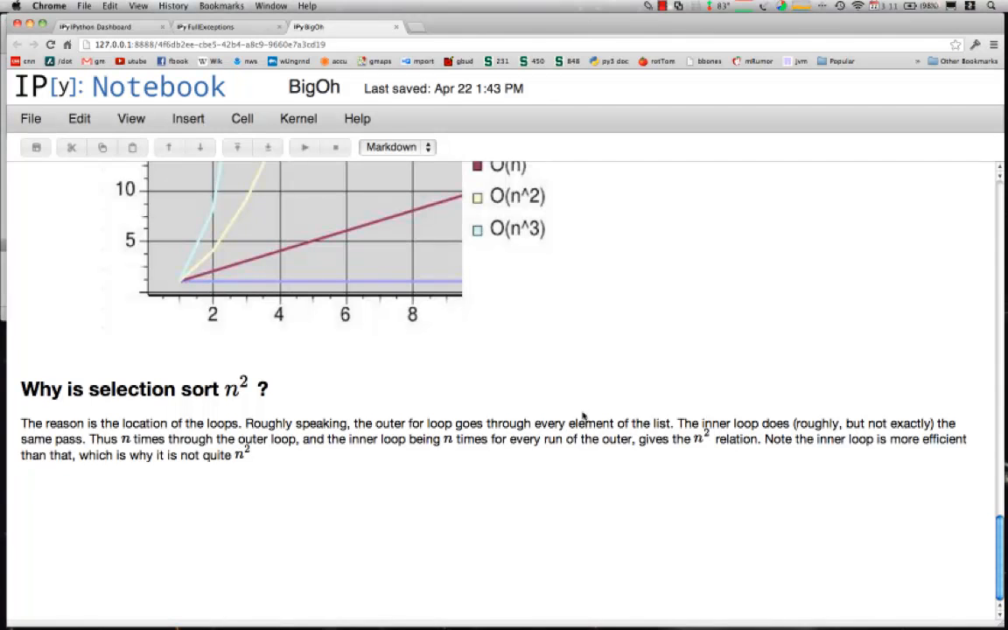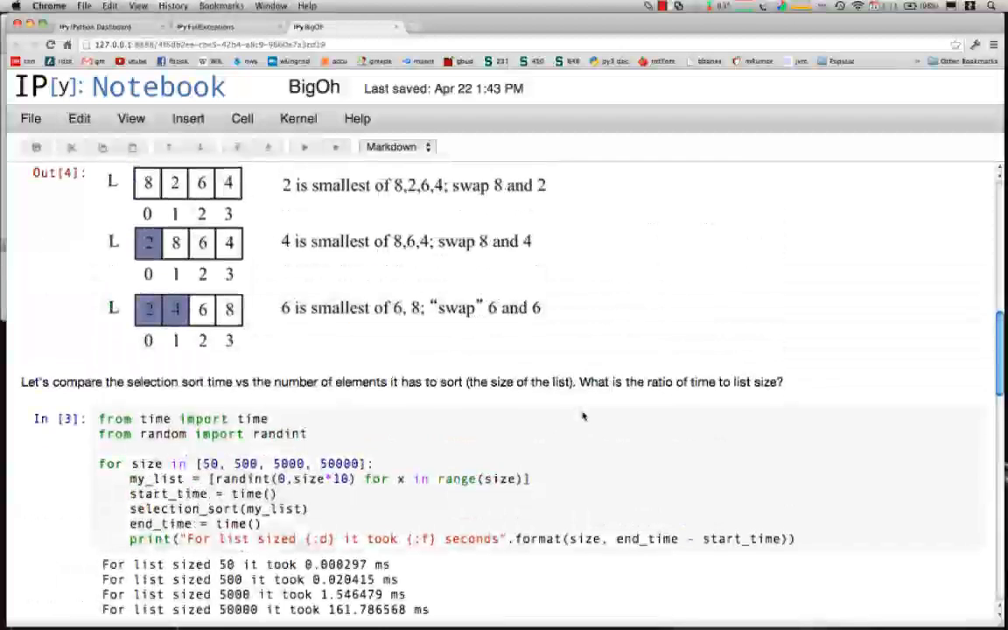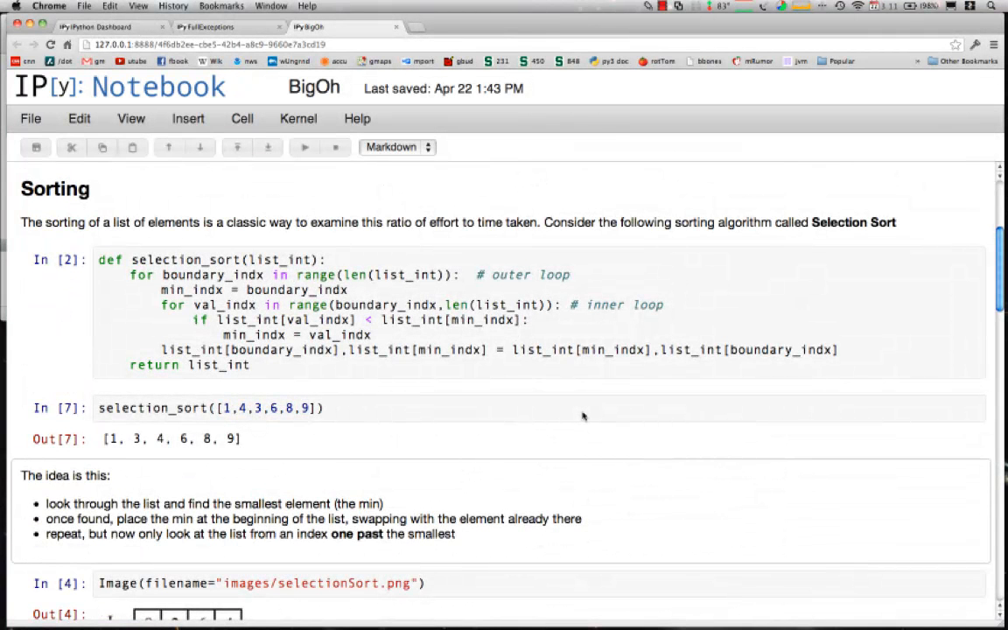The question is, why is the selection sort n squared? And so it's worth going back and looking at it again. We have a nested loop situation. We have an outer loop and an inner loop. In the outer loop, for every single element I pull out of the list, the inner loop runs roughly for the n number of elements in the list. Now that's not exactly right, because we collect the minimum elements at the front of the list, and so we don't actually have to look at every element, but roughly speaking that.